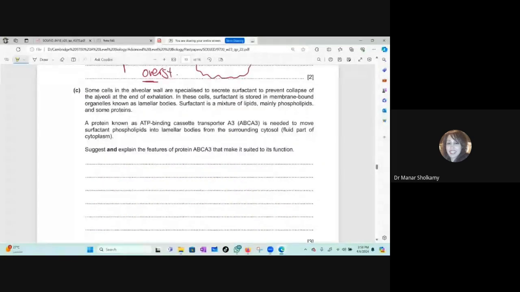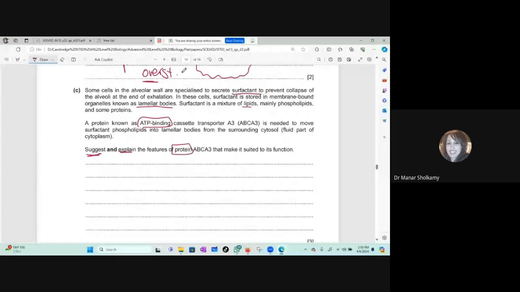Some cells in the alveolar wall are specialized to secrete a surfactant to prevent collapse of the alveoli at the end of exhalation. In these cells, surfactant is stored in membrane-bound organelles known as lamellar bodies. Surfactant is a mixture of lipids, mainly phospholipids, and some proteins. A protein known as ATP binding cassette transporter A3 is needed to move a surfactant phospholipid into the lamellar bodies from the surrounding cytosol, or the fluid part of the cytoplasm. Suggest and explain the features of the protein ABCA3 that make it suited to its function.